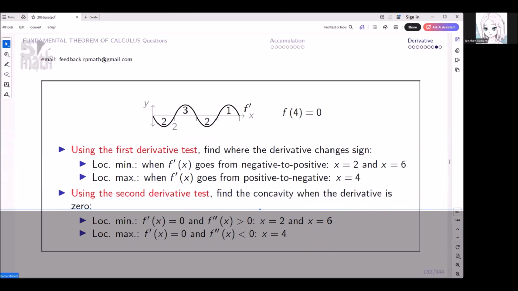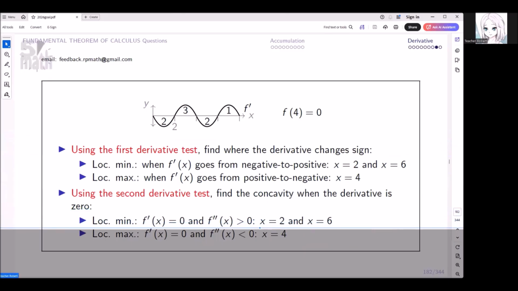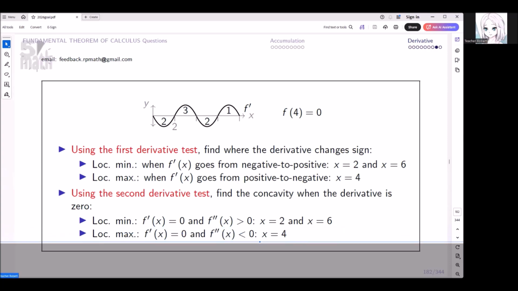Using the second derivative test, find the concavity when the derivative is 0. Local min: f prime of x equals 0 and f double prime of x greater than 0, x equals 2 and x equals 6. Local max: f prime of x equals 0 and f double prime of x less than 0, x equals 4.